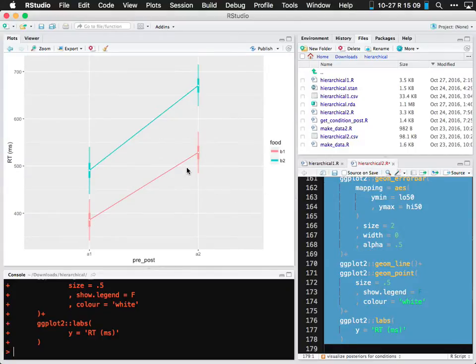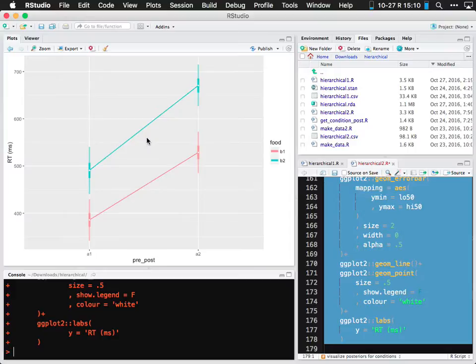Okay. But yeah, from this you can see there's an overall difference between the two colors. That's the main effect of B1 and B2. There's an overall positive slope between A1 and A2. So that's the main effect of pre-post. And these two slopes are just a little bit different. And that reflects the interaction.